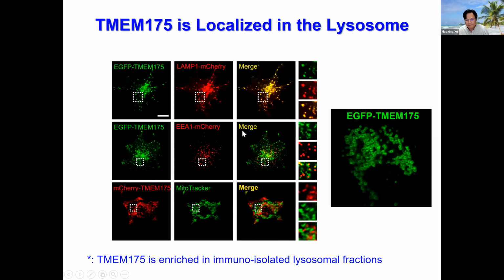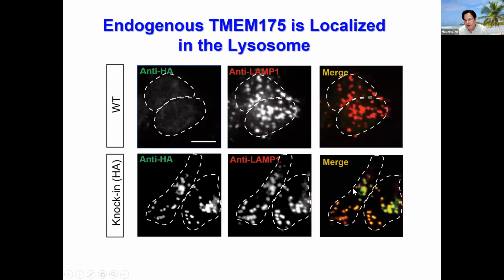TMEM175 fusion proteins are localized mainly in the lysosome, a little bit in the early endosome, but not in the mitochondria. When we enlarge the lysosome with vacuolin, you can see that TMEM175 protein is localized in the perimeter membrane of the lysosome. Because we don't have a good antibody for endogenous TMEM175 protein, we generated HA knock-in cells. You can see that endogenous TMEM175 proteins are co-localized with LAMP1.